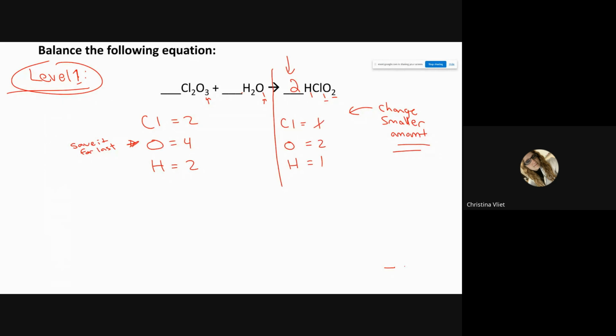That changes the 2. But it also changes, right? Because this 2 now is for this whole compound. I'm saying I have 2 of this whole compound. So I have 2 chlorines. How many oxygens? 2 times 2 is 4. So I'm just crossing it out and writing the new amount. And then here, 2 times 1, that's why it's level 1. I literally only had to change one thing. So it looked a little bit more complicated than it was.